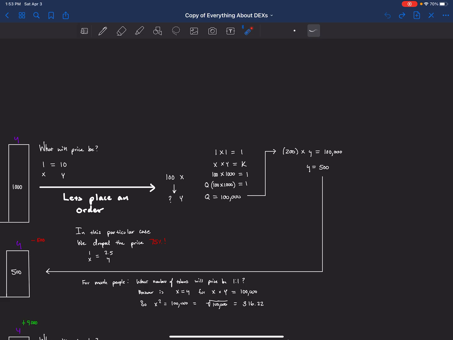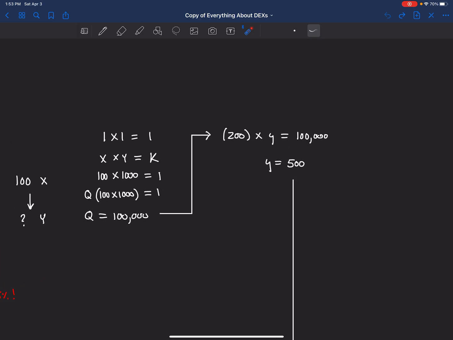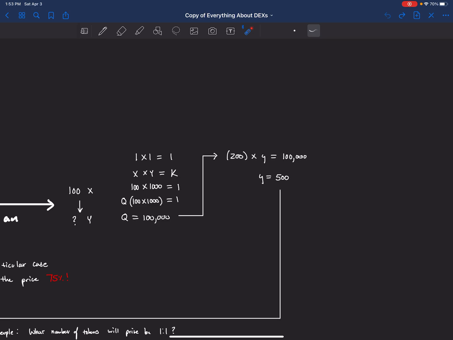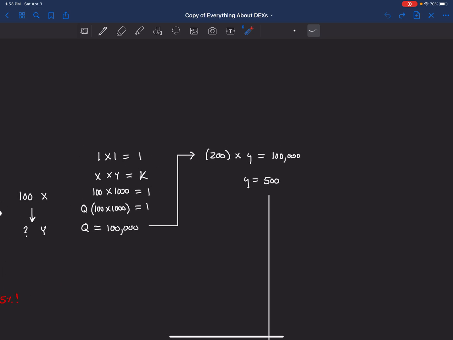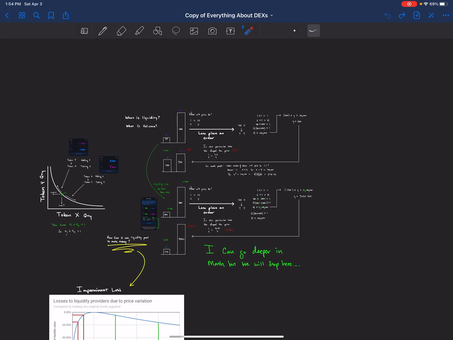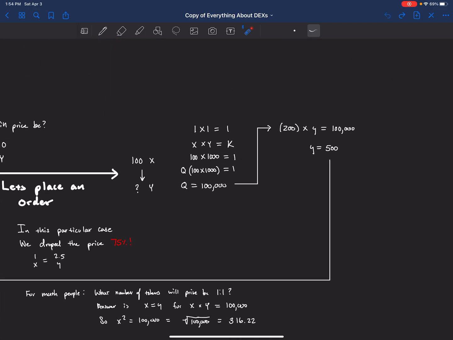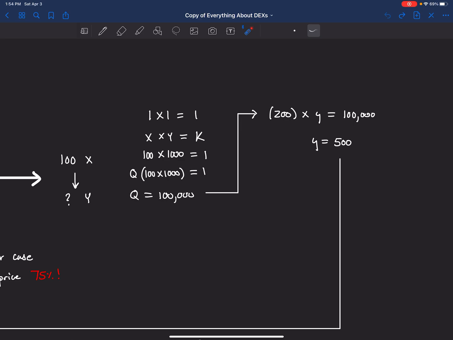And the order that we want to place is an order for 100 X, right? So we know that the new supply for X is going to be 200. And we also know that the constant is 100,000, because we said, oh man, this wasn't correct with the 1, right? It wasn't correct like this. So we needed to figure out what the constant really was, right?